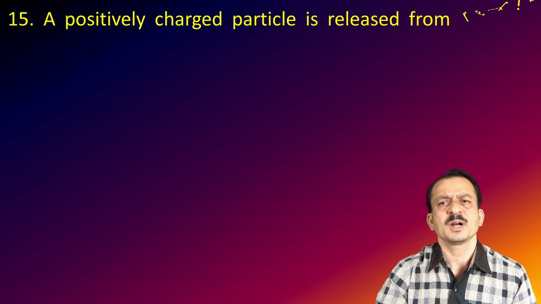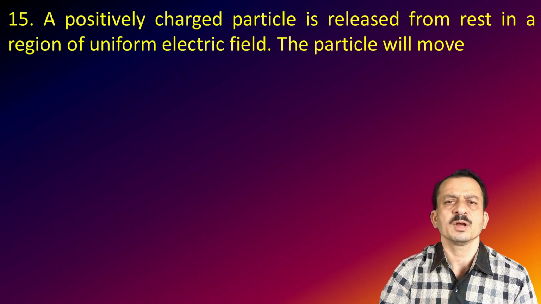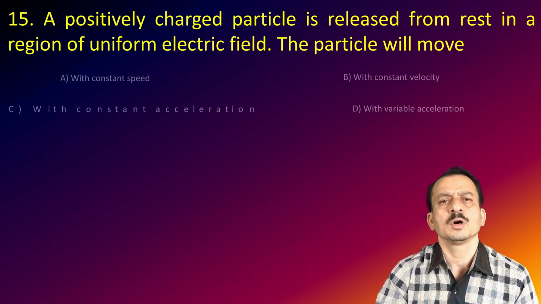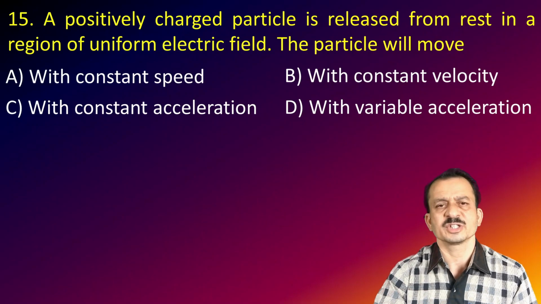A positively charged particle is released from rest in a region of uniform electric field. The particle will move: A, with constant speed; B, with constant velocity; C, with constant acceleration; D, with variable acceleration.